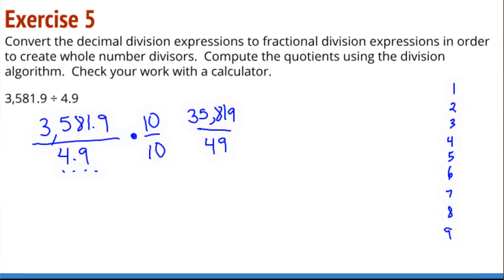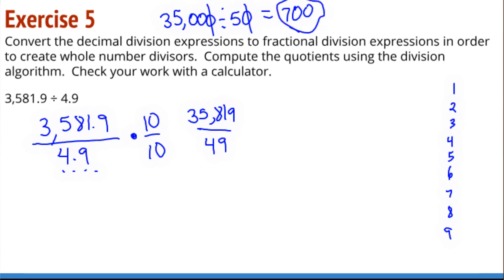Now 49 is really close to 50. Oh, you know, I should make an estimate here. 35,000 divided by 50. Well, divide them both by 10, and I've got 3,500 divided by 5, which sounds to me like 700. So I'm going to estimate a quotient of 700.